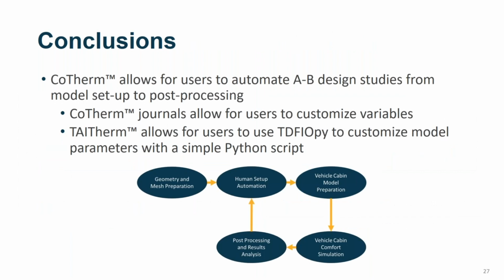So some conclusions based on this are that our CoTherm process allows users to automate A to B design studies from model setup to post-processing. This is primarily done through CoTherm journals, to allow users to customize different variables within CoTherm and any of the external tools. TAITherm utilizes the TDFIO tool to customize the model parameters with a Python script. The human setup was all done through TDFIO, and all that's done through the journaling.